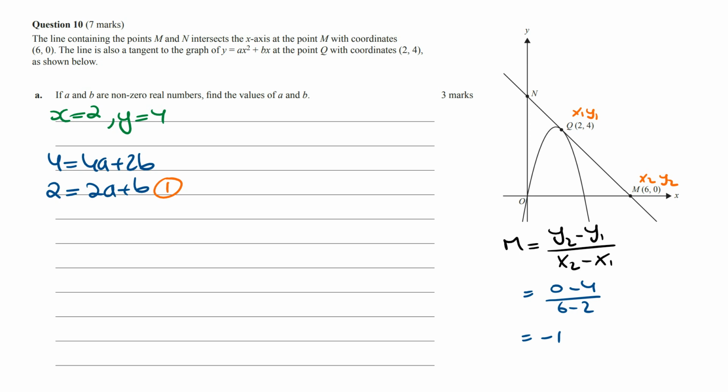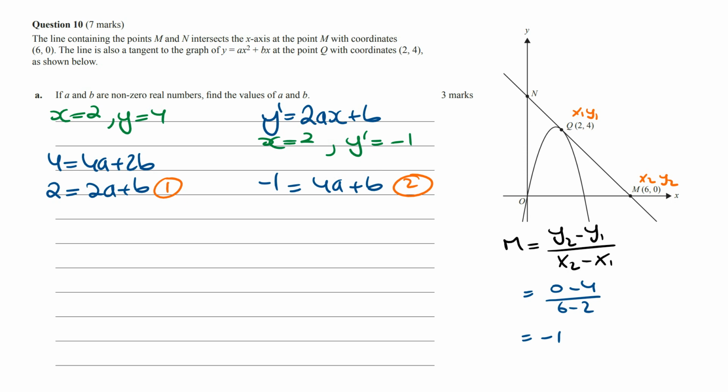And so from here, what we need to do is differentiate y to get y dash, and so y dash is going to be 2ax plus b. And so we can say that when x is equal to 2, the derivative y dash is going to equal minus 1. And so subbing this into the rule of y dash, we're going to get minus 1 is equal to 2a times 2, which is going to be 4a, and then plus b. And so this is going to be our second equation in terms of a and b.